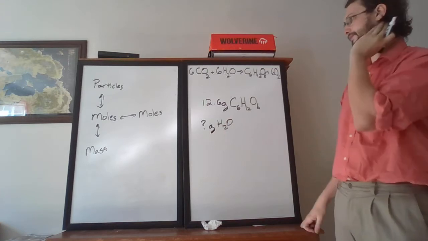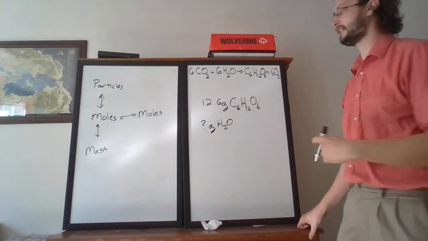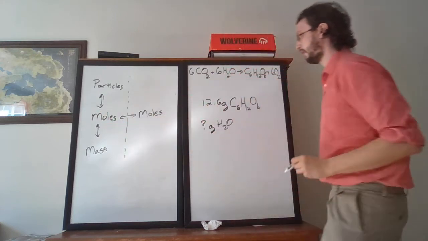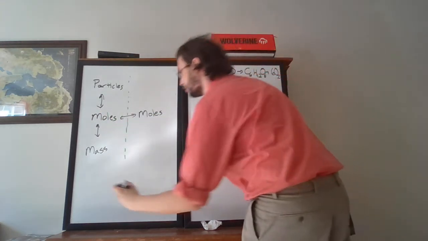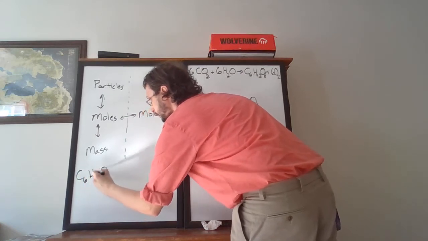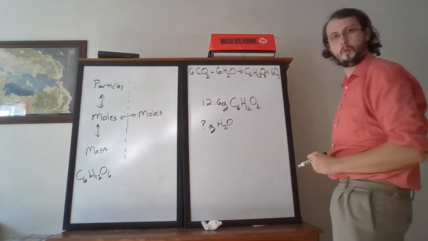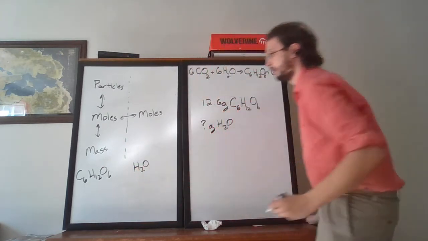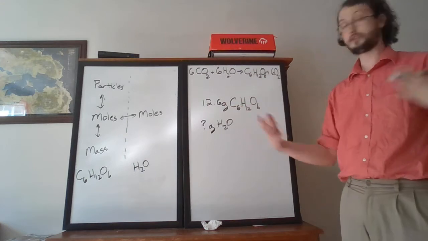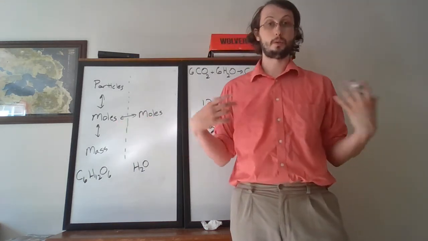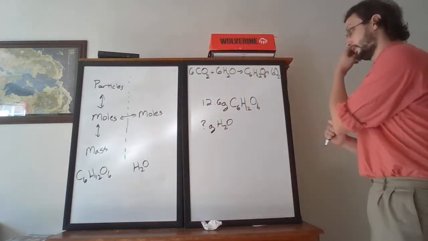So, like last time, we're going to separate this out. This side of our graphic organizer, let's assign that to glucose, C6H12O6. And let's assign water to the other side. So we know we have to convert from glucose to water at some point, and the only way we can get across this divide is by doing a moles to moles conversion, using a mole ratio.